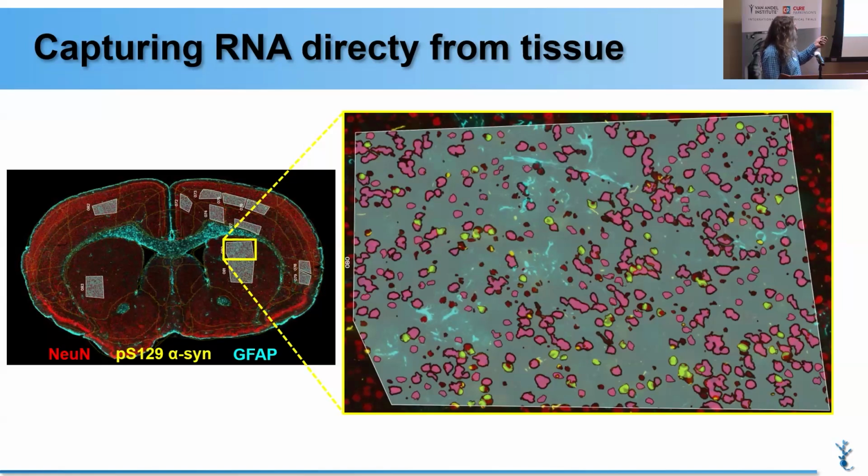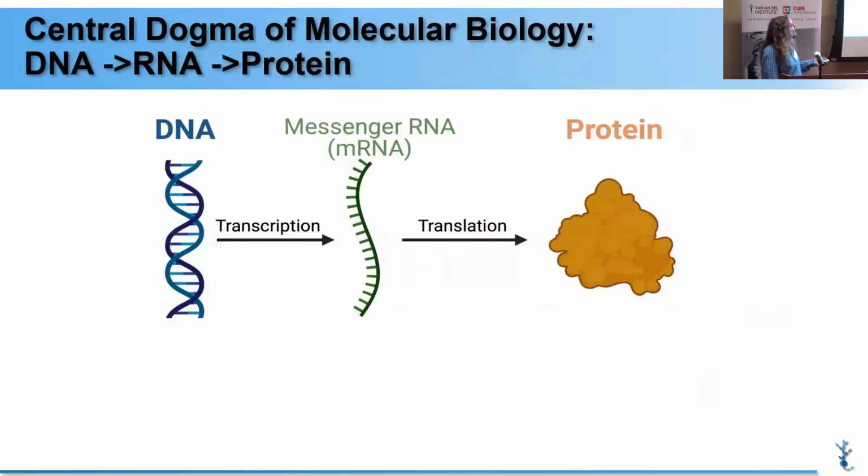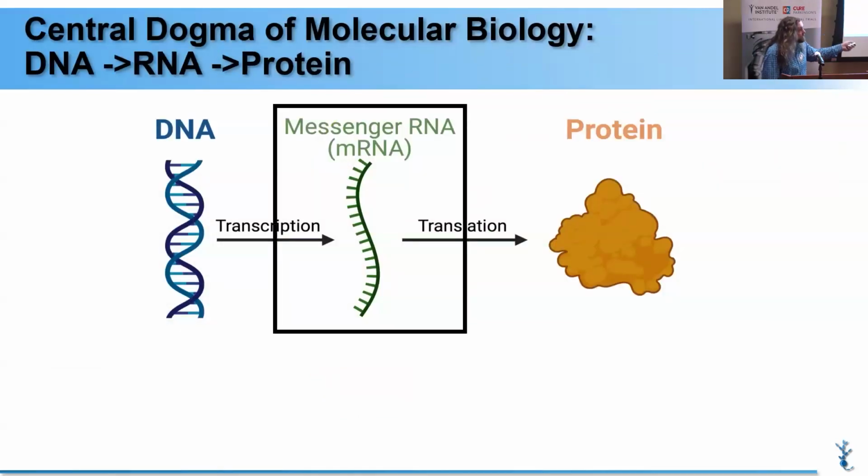So here you're seeing an actual brain. This is a misfolded alpha-synuclein on neurons. And what we're able to do is, as you can see here, I'm highlighting neurons that have pathology and don't have pathology. We capture all of the RNA from these two groups of cells separately. So we capture all of the RNA from cells that have pathology, and then separately we capture all of the RNA from cells that don't have pathology.